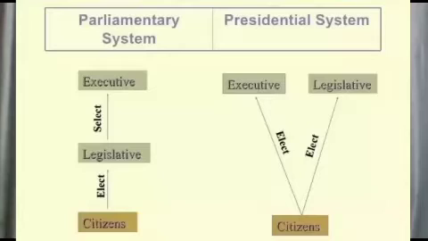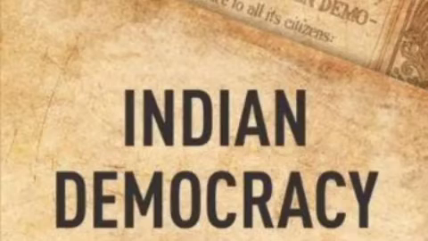There are two types of democratic system in the world. One is the parliamentary system and the other is the presidential system. India adopted the parliamentary system of democracy and is called the largest democracy in the world, because here the world's largest population uses its vote to elect representatives for themselves.